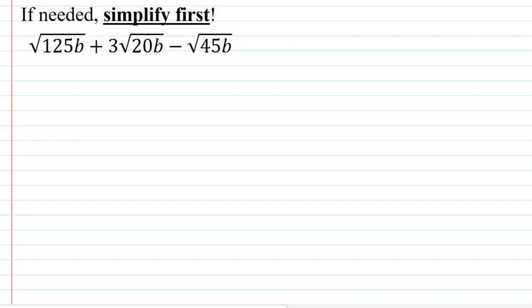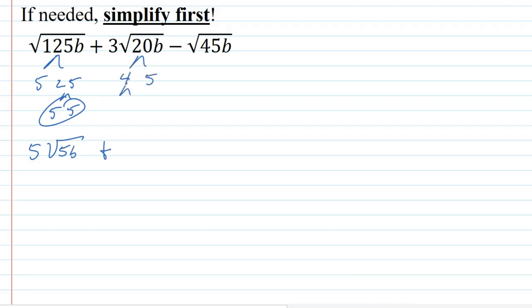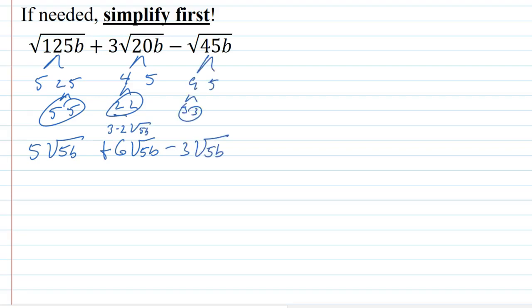Now, if needed, simplify first. At first glance, this problem doesn't look like it has any like terms. However, I can also see that these are not simplified. The square root of 125 can be simplified to 5 radical 5b. The square root of 20 can be simplified to 2 square root of 5b. And we got the 6 in front by multiplying 3 times 2. And then the square root of 45. So if we notice, they are all like terms, 5b, 5b, and 5b all the way down. All you have to do is combine the numbers in front, giving you 8 square root of 5b.